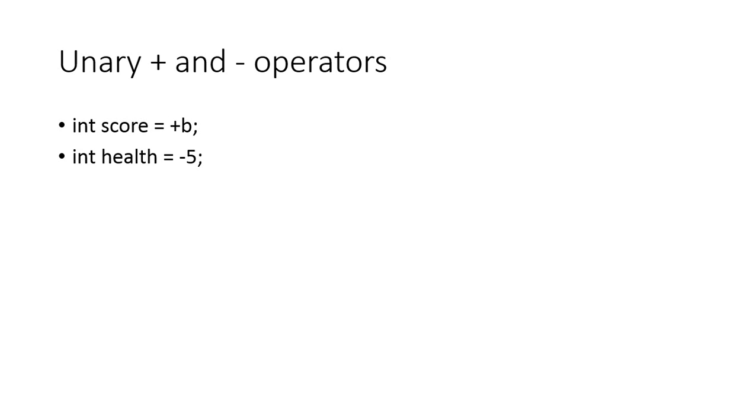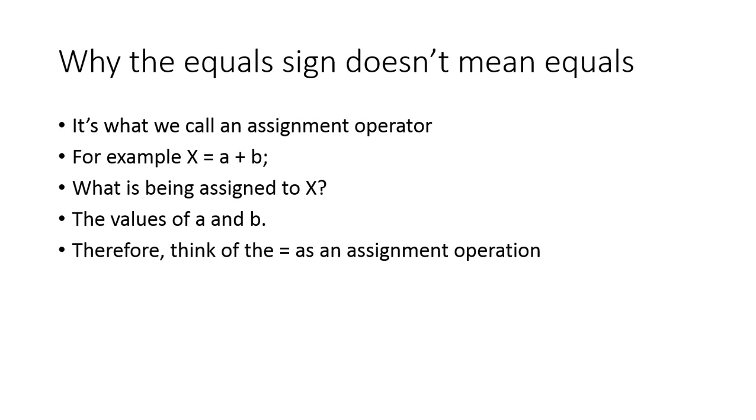Unary plus and minus operators are very basic as well. So, for example, if we want the health to be -5, we can just say int health equals -5, and minus becomes the operator. One thing beginning programmers often ask is why the equal sign doesn't mean equals. It's actually what we called earlier on an assignment operator. For example, when we say x equals a plus b, you're actually assigning a plus b into the variable x. So it's an operator in and of itself. The operator is the equals in this case, and the operands are the combined value of a plus b, and x. So you can think of the equals symbol as an assignment operation.